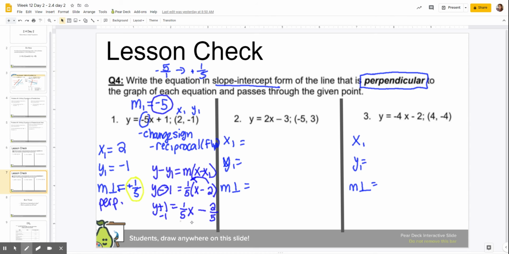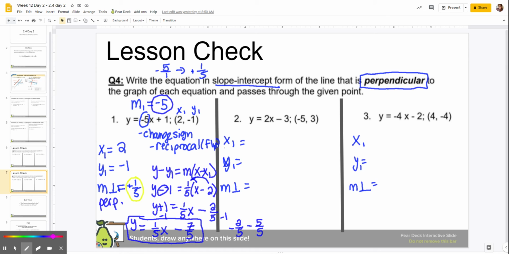And then the last step is we subtract 1 from both sides. So we have y equals 1/5 x minus, now we have a fraction and an integer, so make it a common denominator. So it's a -2/5 minus 5/5, because 5 divided by 5 is just 1. Since they're both the same sign, you just add your numerators. So 2 and 5 is 7, and then the denominator stays the same of 5. And that is your slope-intercept form of the perpendicular equation of the original one. Okay.